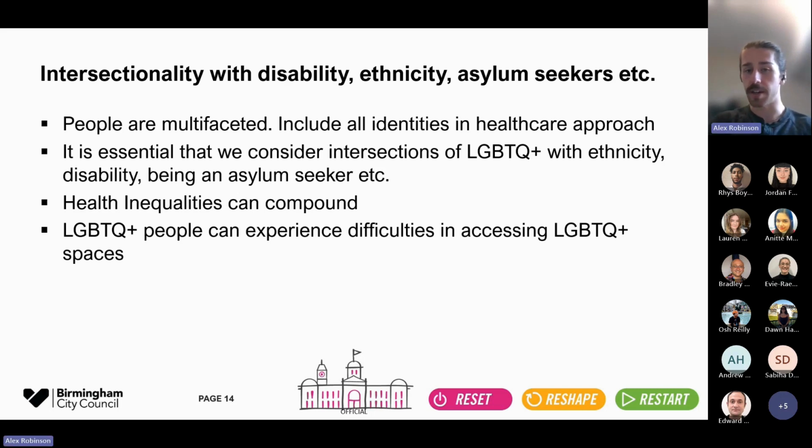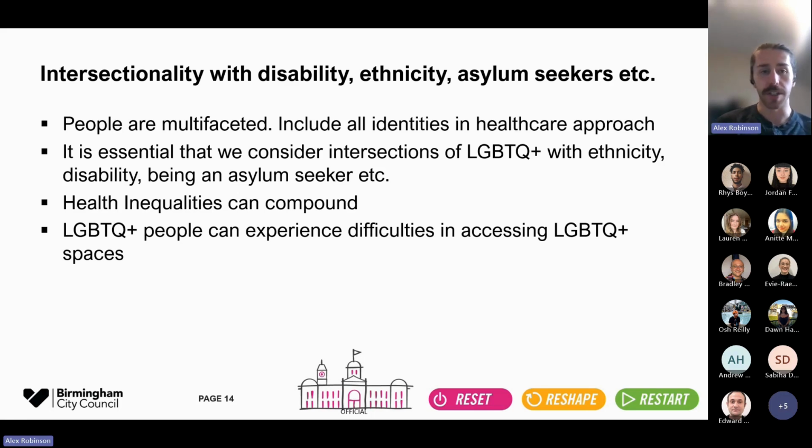It's essential that we recognise that health inequalities can compound. So living with a disability as a trans person can exacerbate existing inequalities related to employment, education, physical activity, mental health, and access to services. And we also have multiple community health profiles that look at the health inequalities experienced by people with disabilities. And I'd encourage everybody to look at those as well.